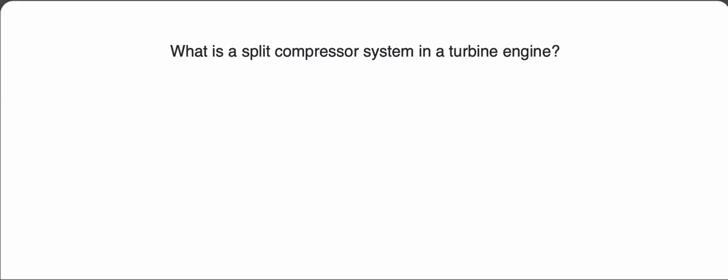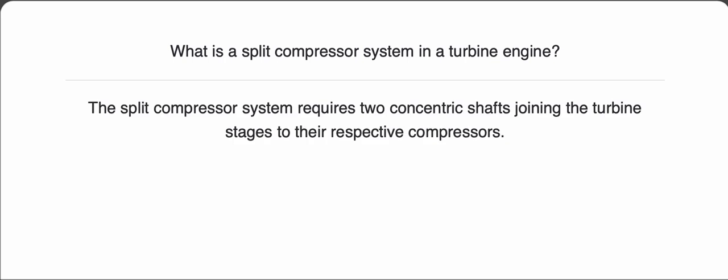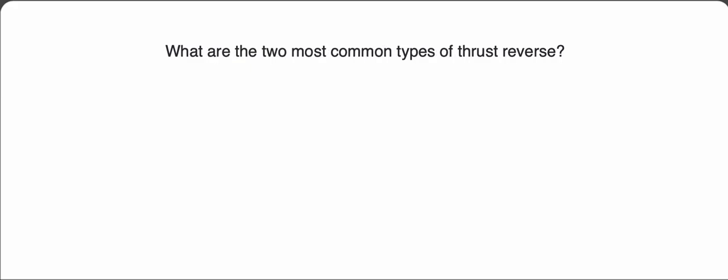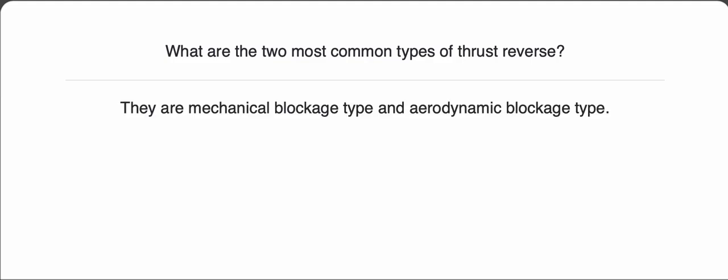What is a split compressor system in a turbine engine? The split compressor system requires two concentric shafts joining the turbine stages to their respective compressors. What are the two most common types of thrust reversers? They are mechanical blockage type and aerodynamic blockage type.